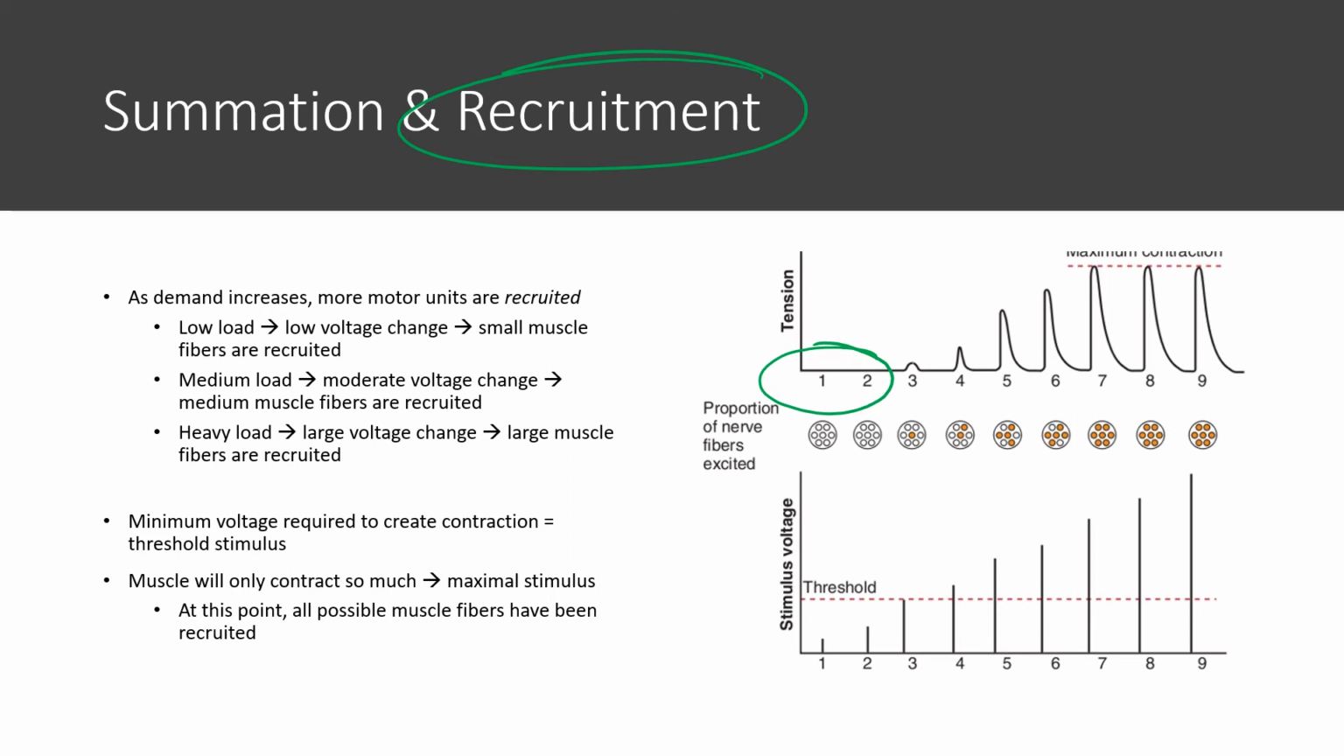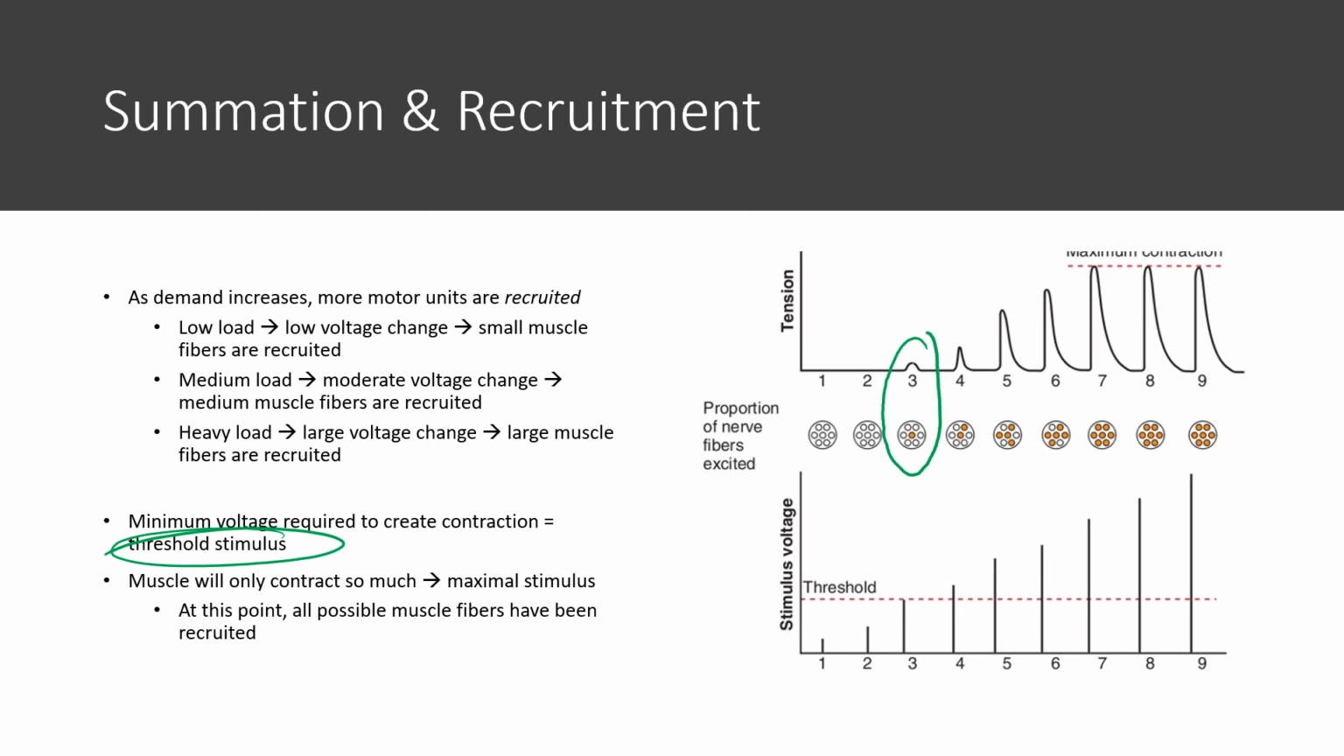That point at which they were able to get their thumb to move, when they had given enough of an electrical stimulus to the muscles of the thumb to get it to move, that's called threshold stimulus. Whatever that voltage is called threshold stimulus, and that's represented here.